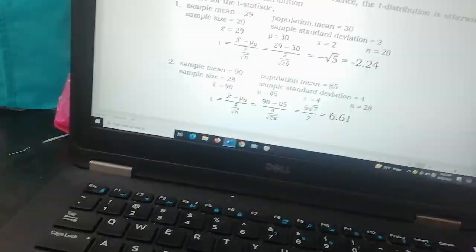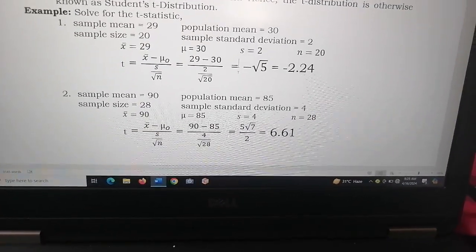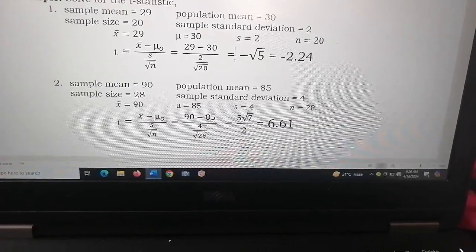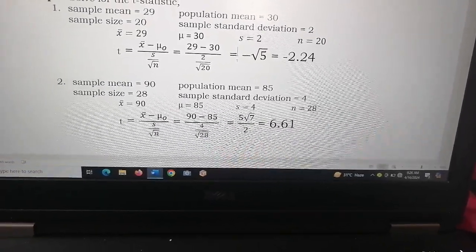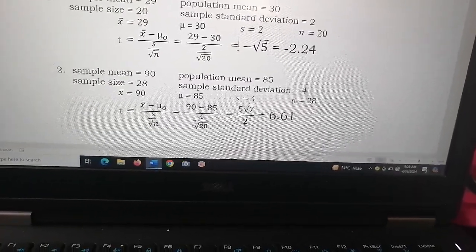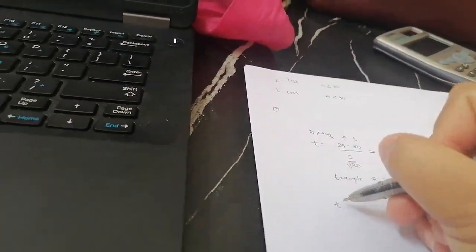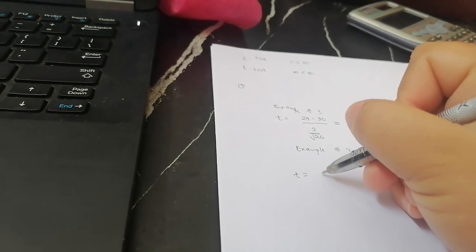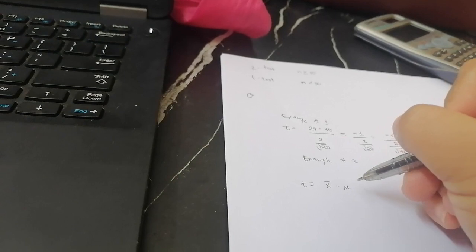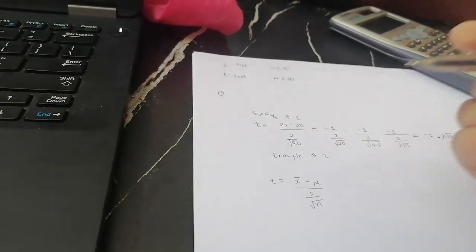Let's proceed with our example number 2. Example number 2, we are given: sample mean is equal to 90, population mean is equal to 85, sample size is equal to 28, sample standard deviation is equal to 4. So with that, we are going to use the t distribution: x minus population mean divided by sample standard deviation divided by square root of n.